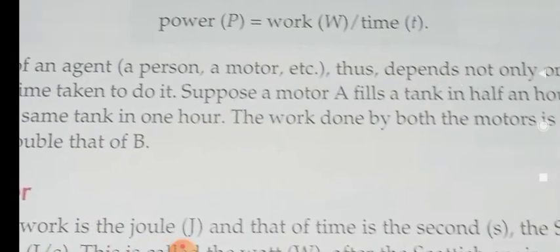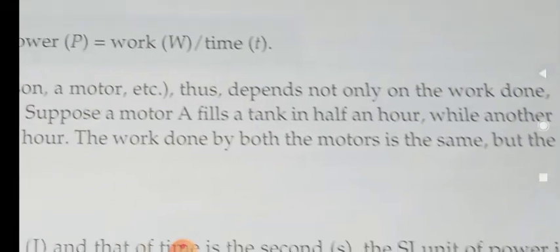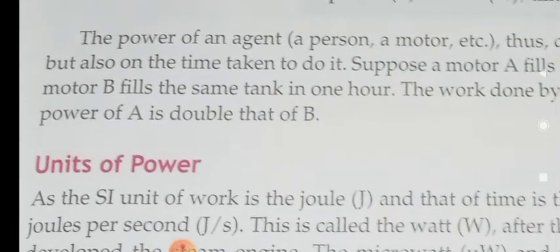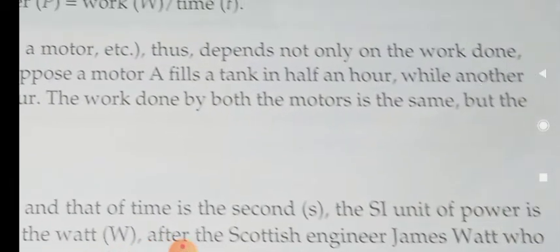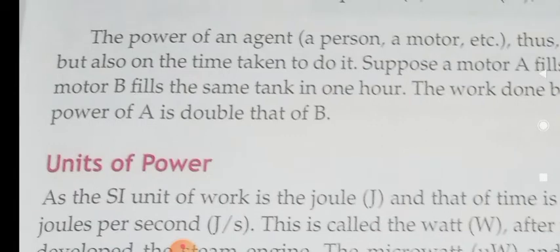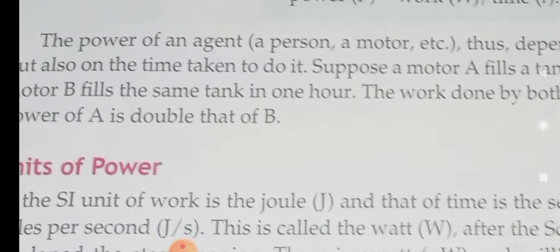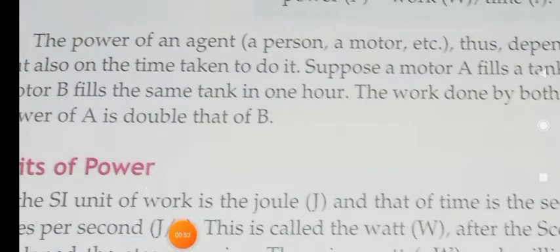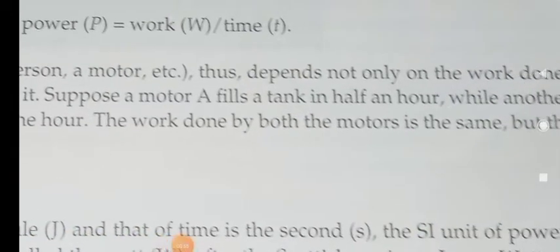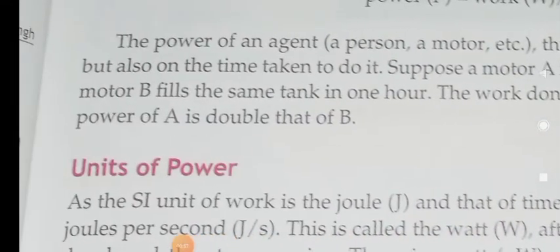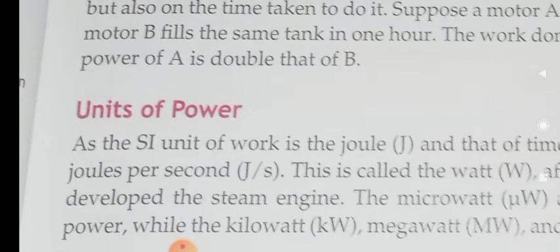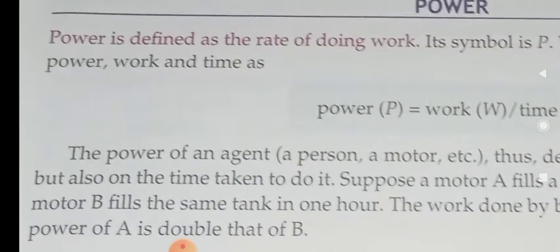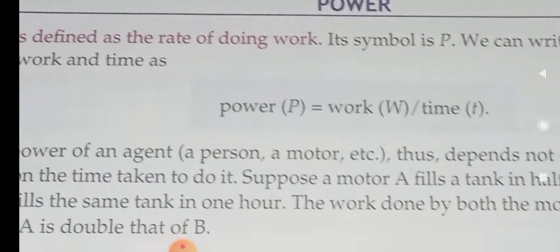The power of an agent depends not only on the work done but also on the time taken to do it. Suppose a motor A fills a tank in half an hour while another motor B fills the same tank in 1 hour. The work done by both the motors is the same, but the power of A is double that of B, since A can fill it within half an hour. So power can be defined as work by time.